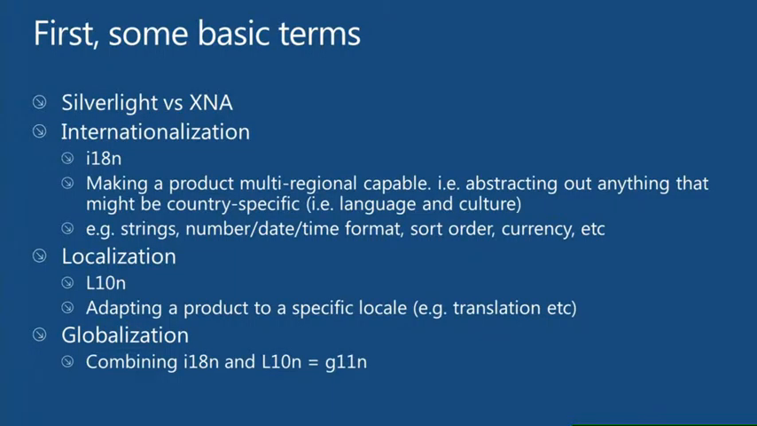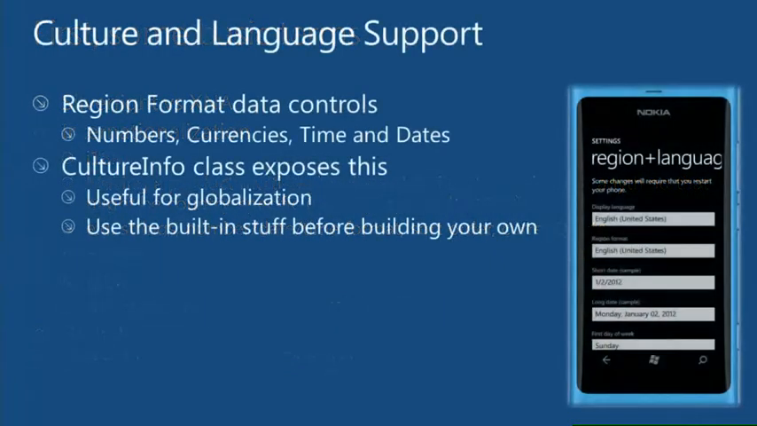Then there's the concept of localization. That's a pretty simple one. That's translating an application, or making an application available, to a very specific locale, whether that's a language or a language and a culture locale. And then finally, the topic of globalization. That's essentially combining both localization and internationalization. That's essentially what we're going to talk about today.